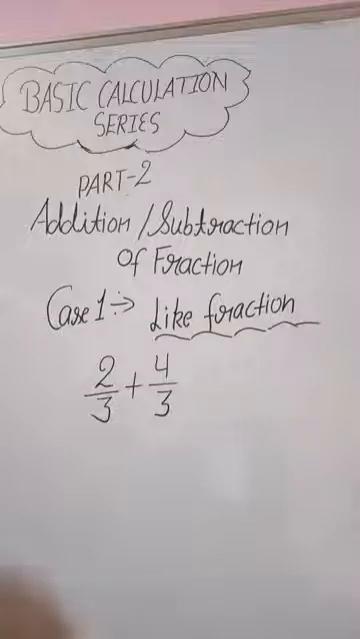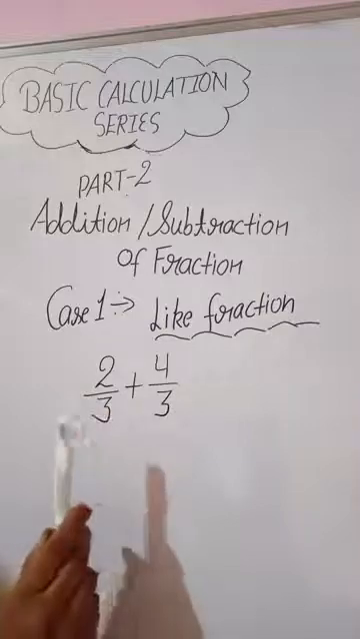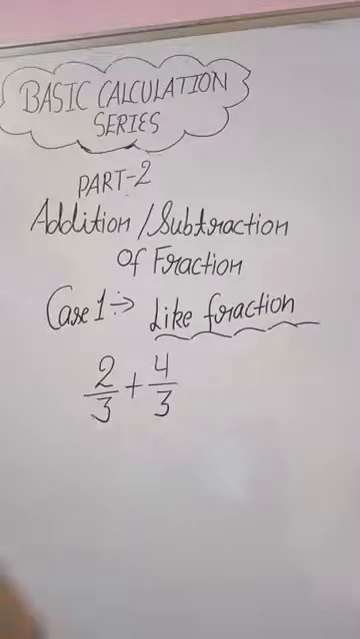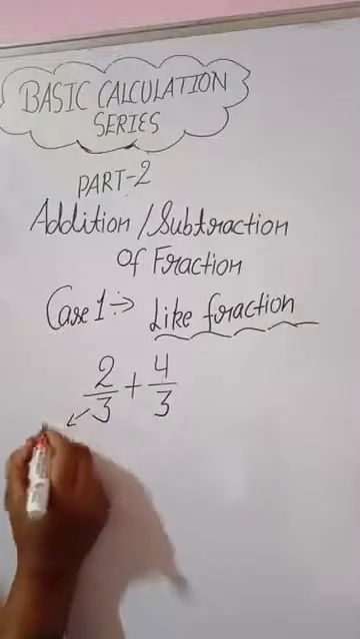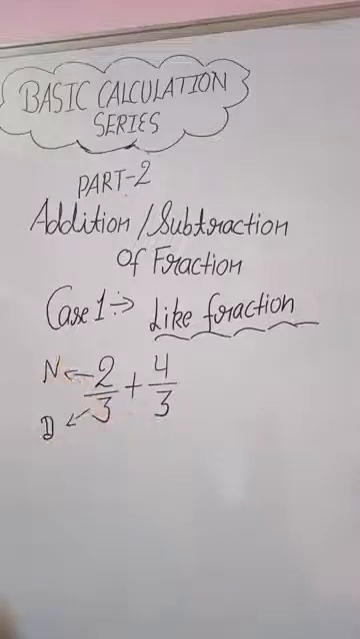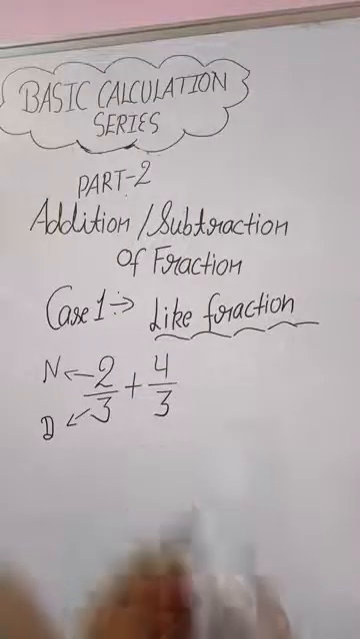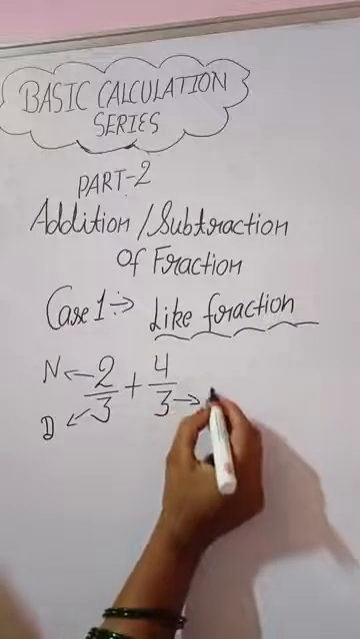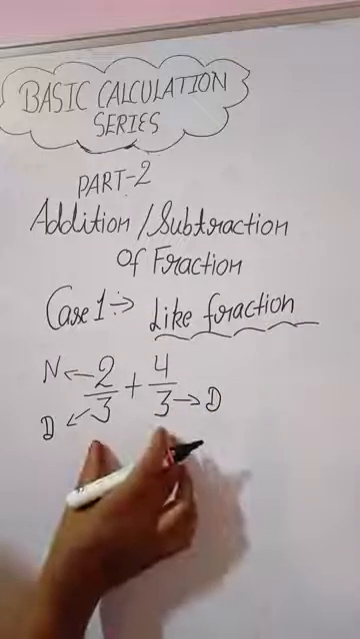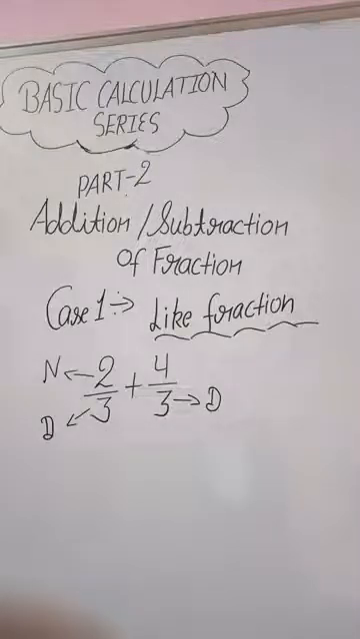Here the first fraction is 2/3, and in 2/3 the denominator is 3. The number below the line is called the denominator and the number above the line is called the numerator. So the first fraction has denominator 3, and similarly the second fraction has denominator 3. So these two fractions have the same denominator. If denominators are the same, then the fractions are like fractions.